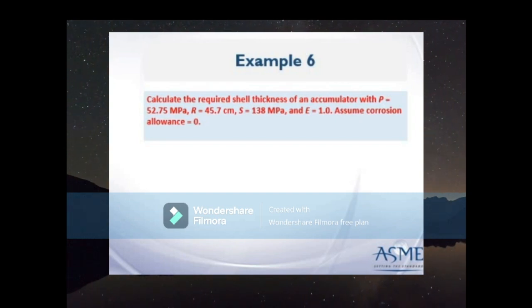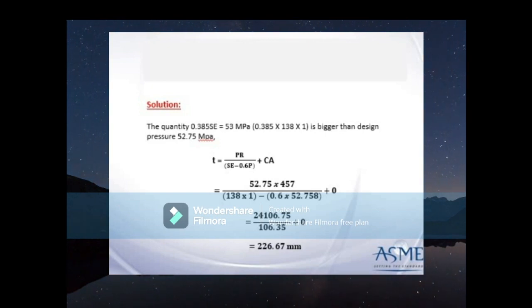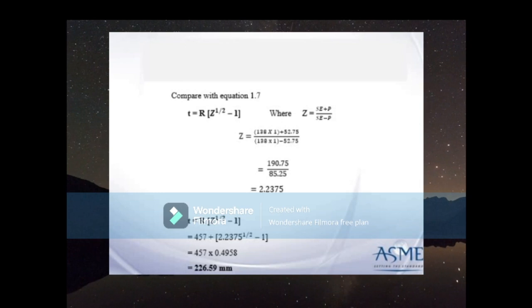Example 6. Calculate the required cylindrical shell thickness of an accumulator with P equals 52.75 MPa, R equals 45.7 centimeters, S equals 138 MPa, and E equals 1.0. Assume corrosion allowance equals 0. The quantity 0.385 SE equals 53 MPa, 0.385 times 138 times 1, is bigger than design pressure 52.75 MPa. T equals P times R divided by S times E minus 0.6 times P, plus corrosion. Since the corrosion is 0, the answer is 200.